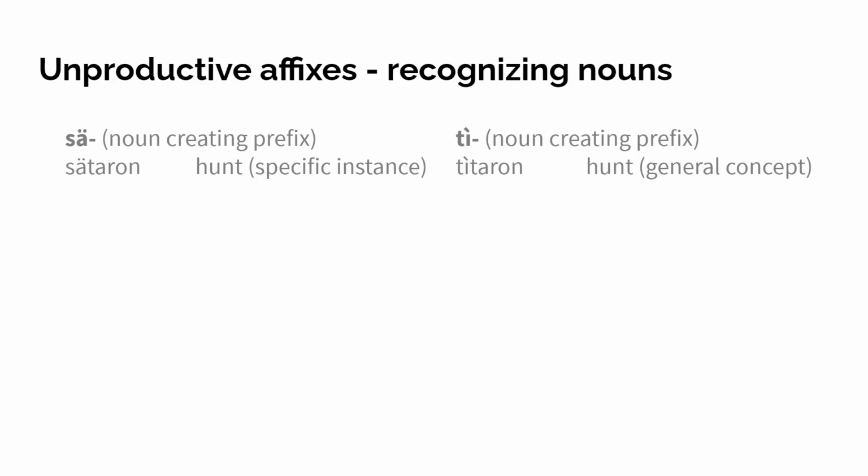Let's say it like this. And mostly if there are both, so if there is the same word once with se and once with te, so like in this case setaron and tetaron, then this usually works. So setaron then is a specific instance of a hunt, and tetaron is a general concept of a hunt. So for example, if I wanted to say that the hunt today was successful, I would say setaron, because the hunt today, it's a specific hunt. But if I want to say that I find hunting fun, or that I find the hunt fun as a general thing, then I would use tetaron.